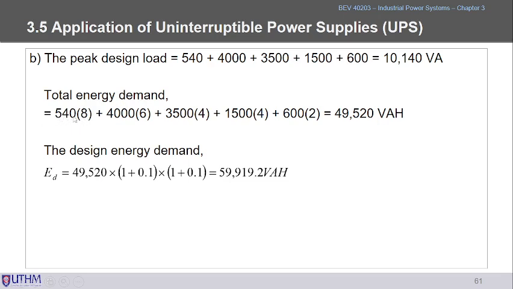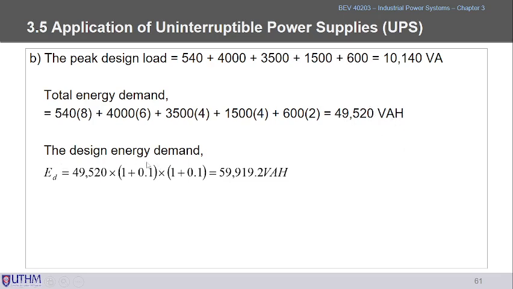So in this case, 540 multiplied with 8, and 4,000 multiplied with 6 hours. We need to back up at least for 6 hours for these loads. So that means we need to know what the total energy demands are here. If you total up, then we have 49,520 VAH. This is the total energy that we need to design.